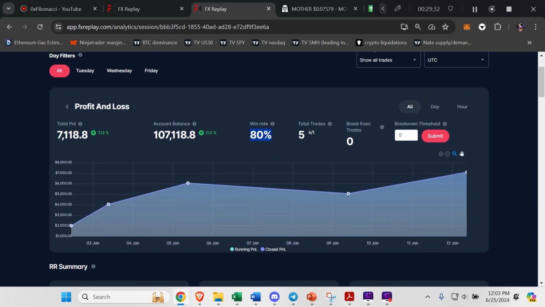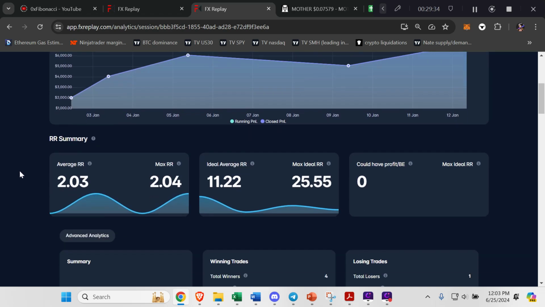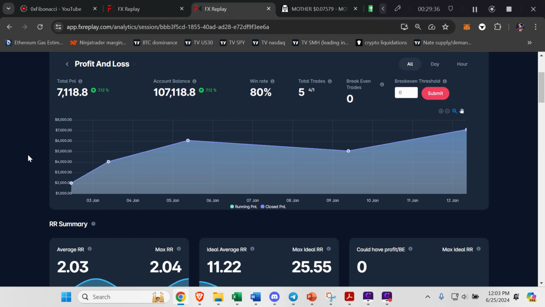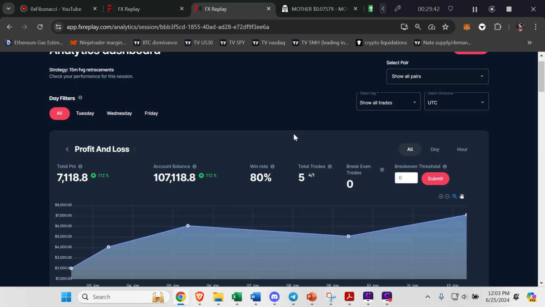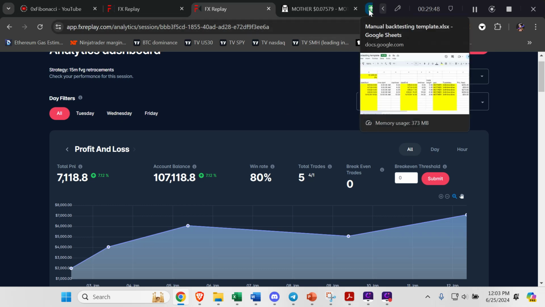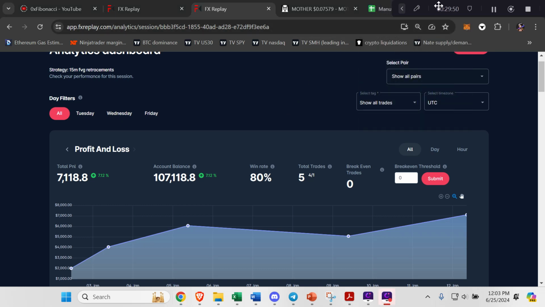What's the win rate for my strategy? What's the average win to loss? How many trades is it usually per month or week? So this is an overview of FX Replay. And then I actually wanted to show you guys a manual option that I came up with as well. Let me move this tab a little bit.